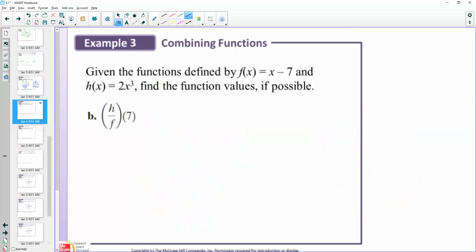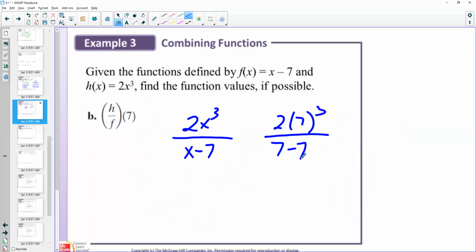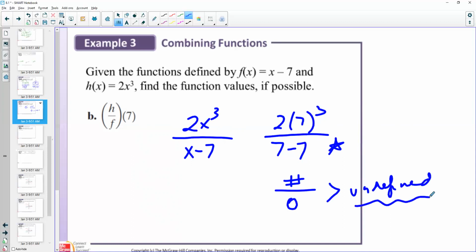Okay. All right. Let's try this one. F of x is x minus 7. H of x is 2x cubed. Find the value. I want to do h divided by f at 7. So h goes on the top, 2x cubed. X minus 7 on the bottom at 7. So 2 times 7 cubed over 7 minus 7. Uh-oh, here's a problem. I don't know what number yet, but it's over 0. So this whole thing is going to be undefined because 0 in the denominator is undefined.